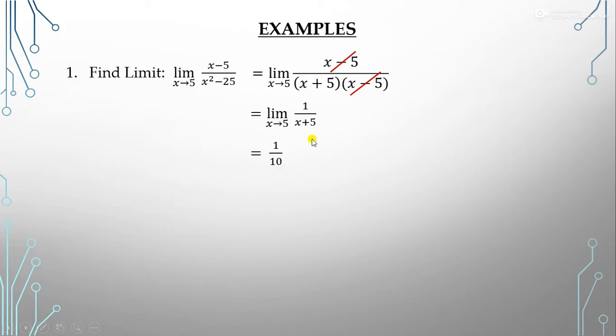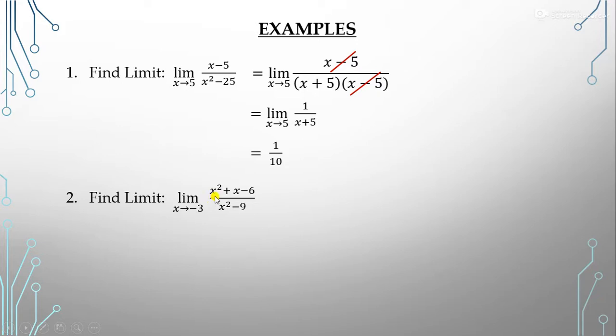Clear how to use the factorization? Next, another example we take here: our function is x square plus x minus 6 upon x square minus 9 and the limit is x tends to minus 3. Now find the limit of this function. Here you can see that in the numerator we have a quadratic equation and in the denominator we also have a quadratic equation. The first step to solve any limit is to apply the substitution method, means first you try to put in the value of x directly.